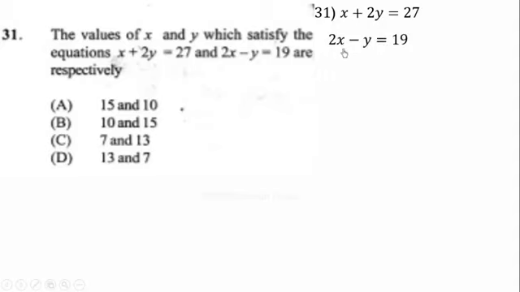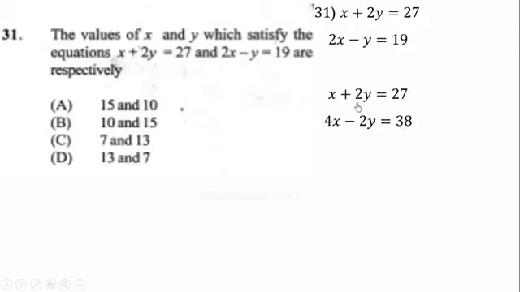There are so many ways we can use to solve this question, but I'm going to use the elimination or linear combination approach. I want to make this have the same coefficient as this, with the exception of sign. So I maintain the first equation and multiply the second equation by 2. So I will get 4x minus 2y equal to 38.